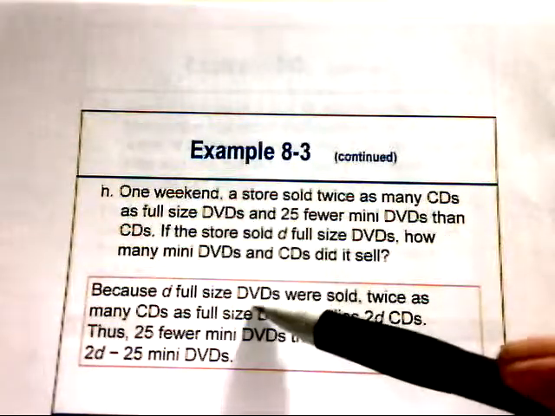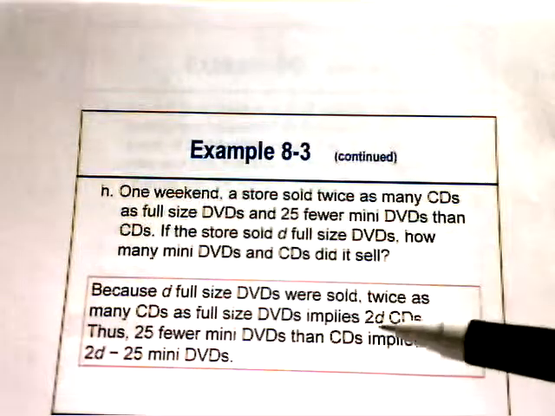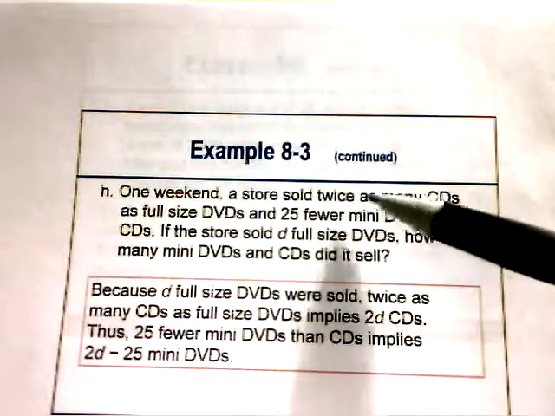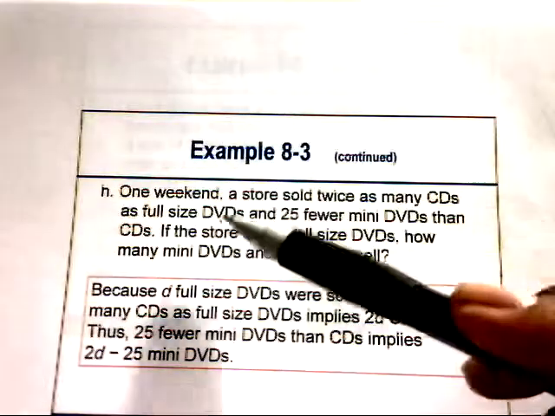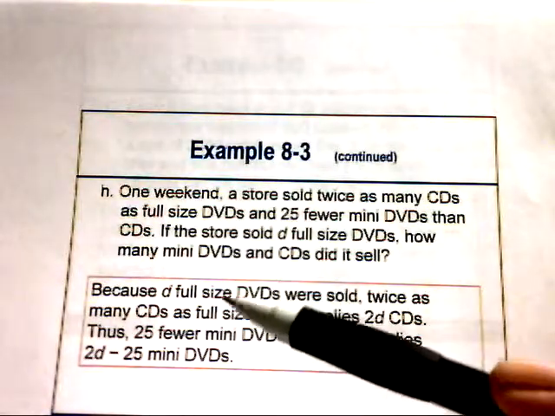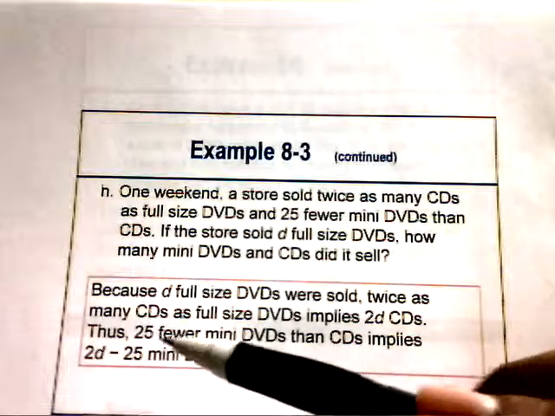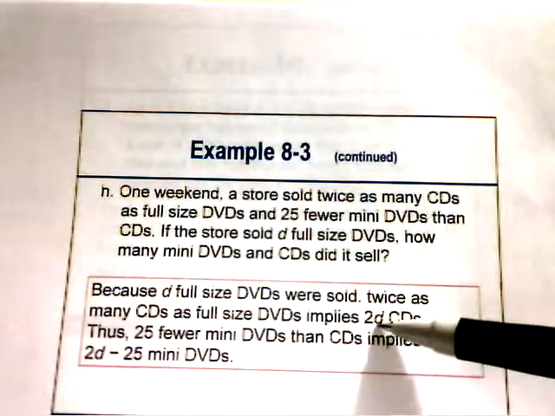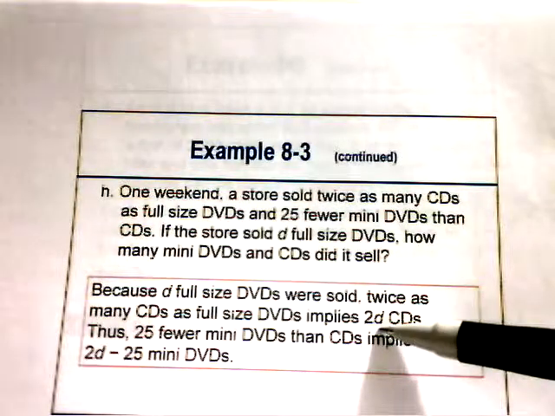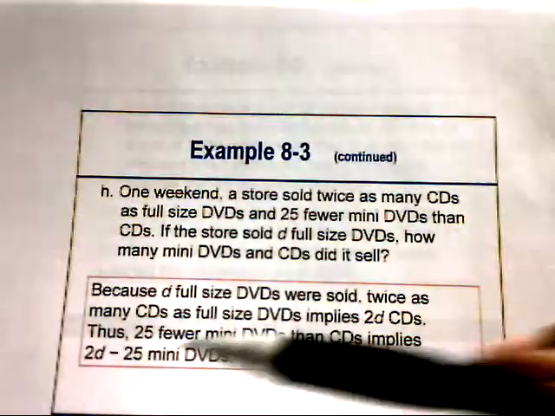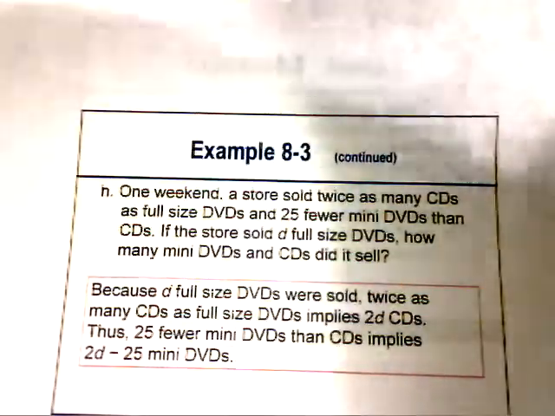Let D be the number of full-size DVDs. 2 times D represents the number of CDs because we're told that the store sold twice as many CDs as full-size DVDs. And then there were 25 fewer mini DVDs sold than CDs. Well, 2D represents the number of CDs sold. So for the number of mini DVDs sold, it'll be 2D minus 25.